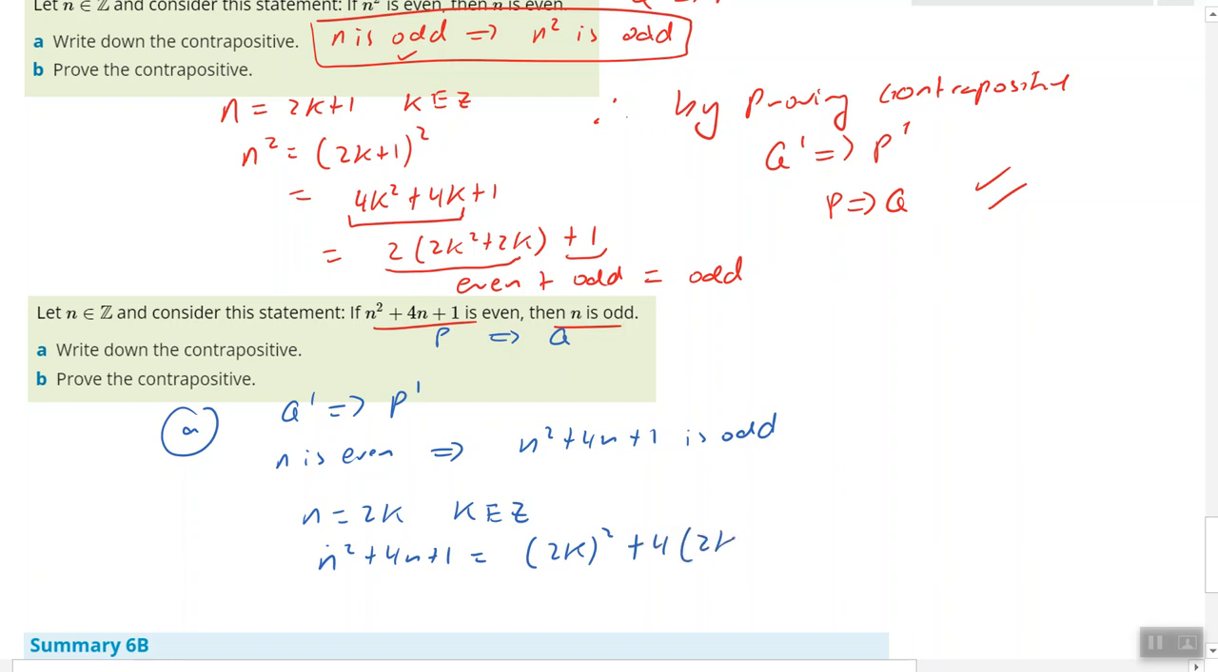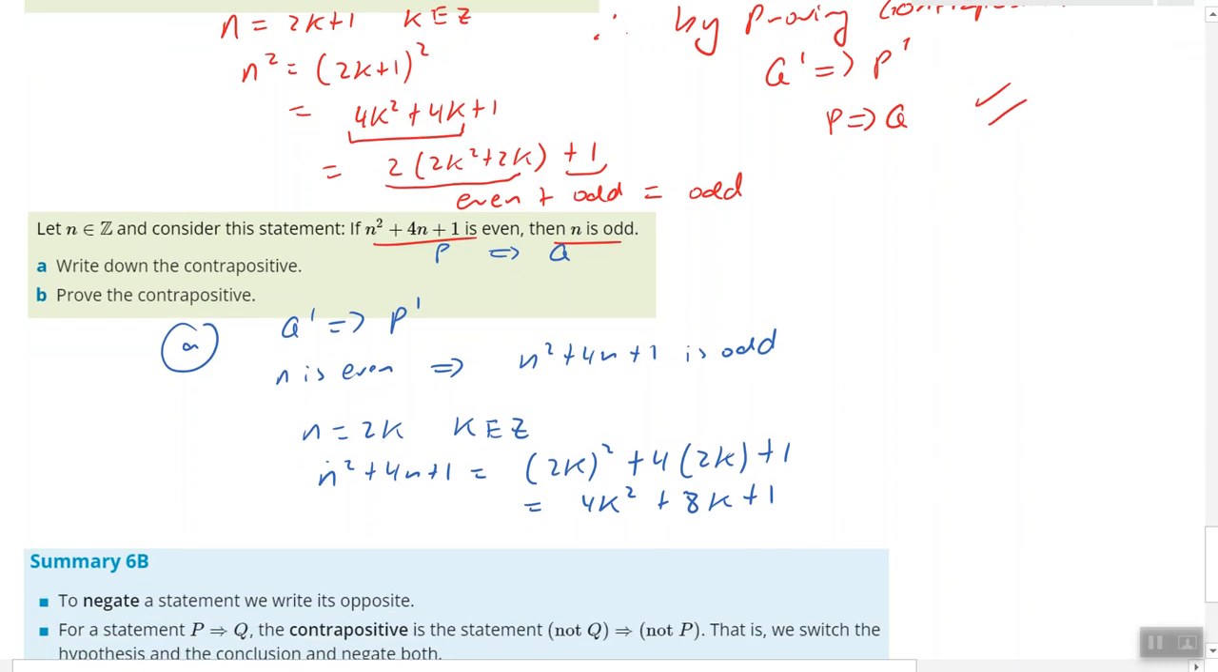Let's start with the assumed statement, n is even. We're trying to prove the contrapositive, so n equals 2k, where k is an element of Z. I'm trying to show that n squared plus 4n plus 1 is odd. That's 4k squared plus 8k plus 1. Is that correct? Yep. So again, I'm going to factorize with a 2, take the 2 out: 2 times 2k squared plus 4k, plus 1. So we've got an even plus an odd, so that's going to be odd.